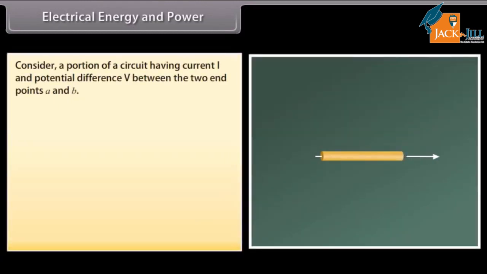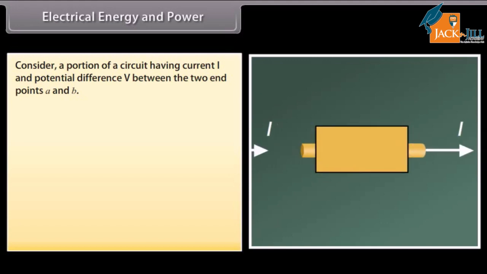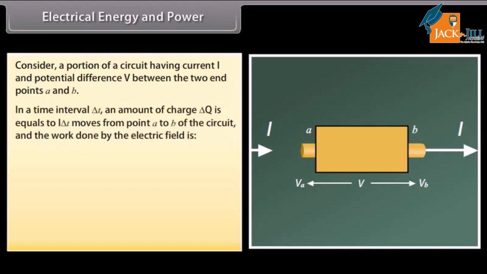Electrical energy and power. Consider a portion of a circuit having current I and potential difference V between the two endpoints A and B. In a time interval delta t, an amount of charge delta q equal to I delta t moves from point A to B of the circuit, and the work done by the electric field is equal to the product of V and delta q, which is equal to the product of V, I and delta t.